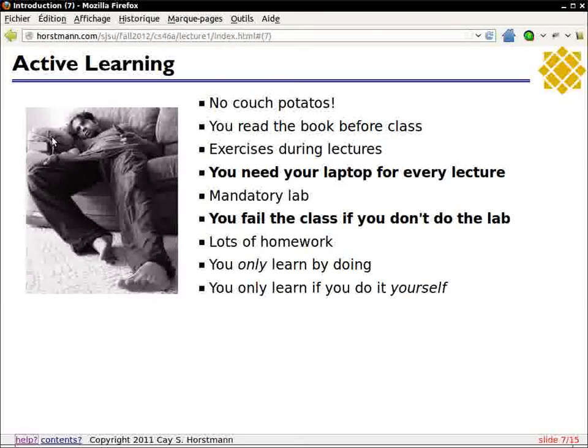You need to register for a lab in order to register for the class, and I'm sure all of you have because I've looked at the number of lab registrations and they add up to the number of lecture registrations. You must take the lab.